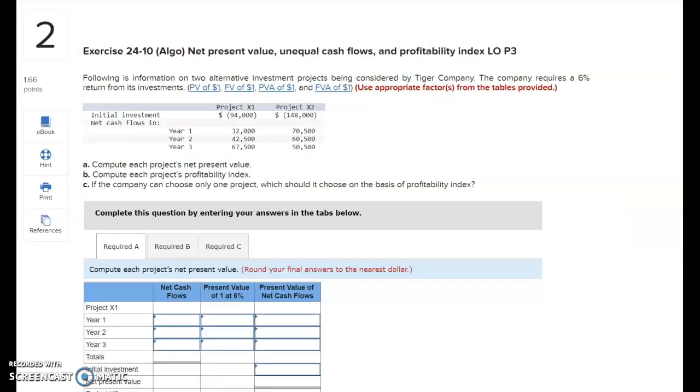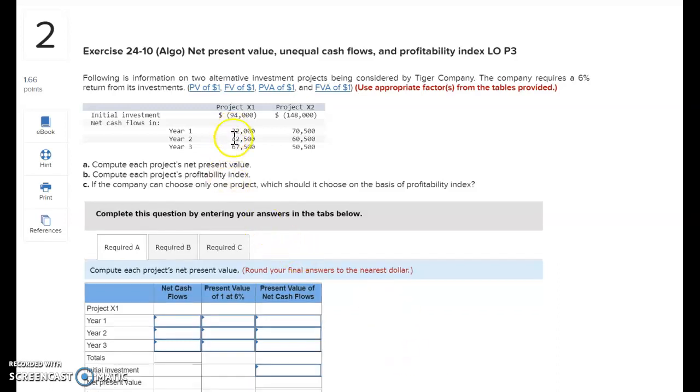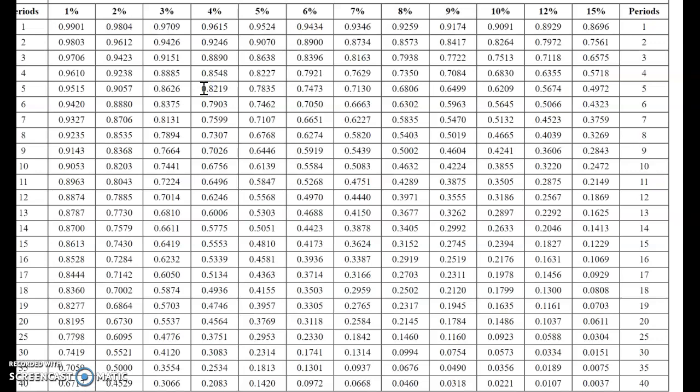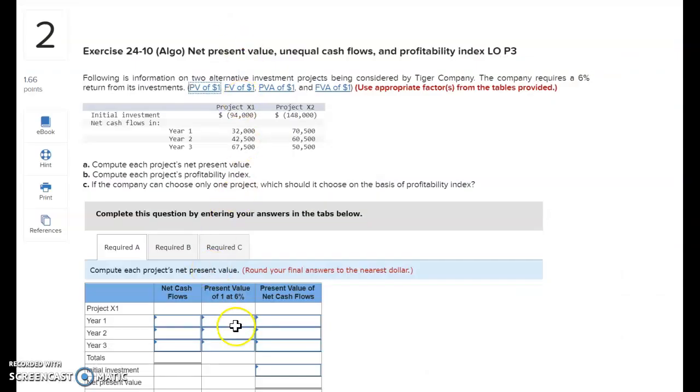Problem 2 is the net present value, and again, unequal cash flows, and we're comparing two different investments. Okay, so you'll put in the cash flows, and then you can use the tables in Connect. Since we're looking at single amounts that you're getting in 1 year, 2 years, or 3 years, you want the present value of $1. You don't need to have tables in front of you when you do the homework, but for the quiz and the exam, you need to use the tables. Okay, so that's how you get those.